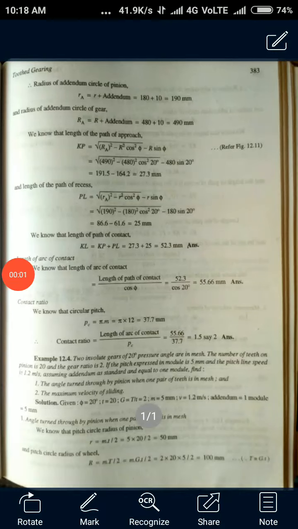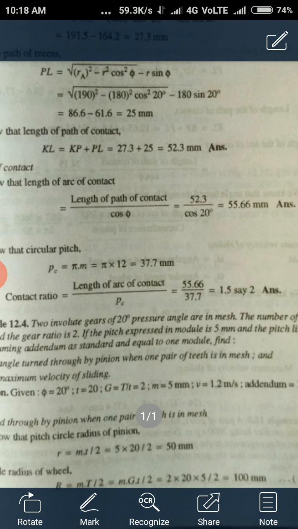Okay, so today we'll take some more gear problems. Last week we solved two problems, and today we'll take a couple more. Let's just read the problem.